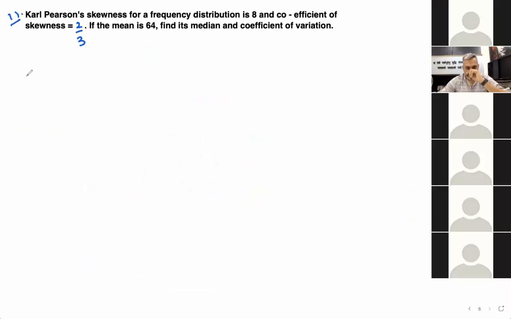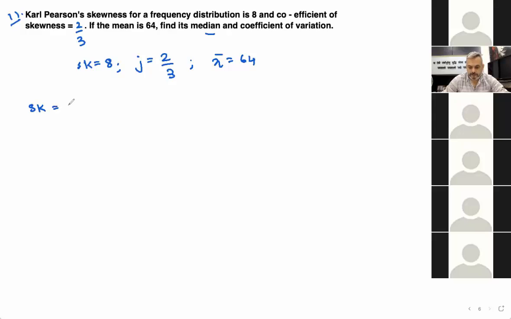Now 11th sum. Karl Pearson's skewness for a frequency distribution is 8. So Sk is equal to 8. And coefficient of skewness, J, is equal to 2 by 3, and mean is equal to 64. Find its median and coefficient of variation. Now we have skewness and median is to be found out.